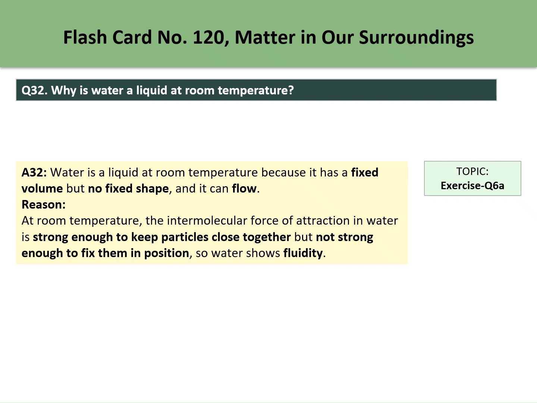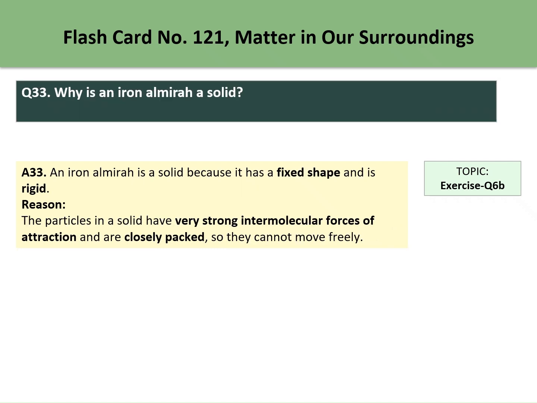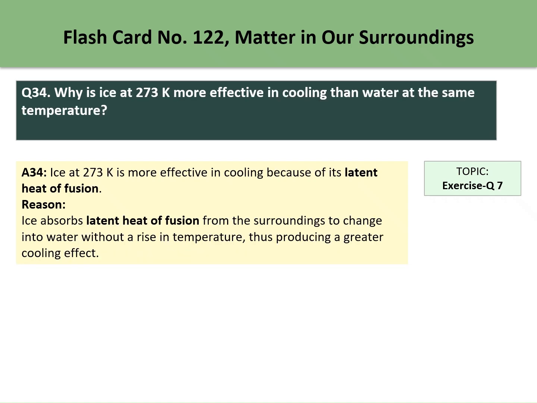So water shows fluidity. Why is an iron almirah a solid? An iron almirah is a solid because it has fixed shape and it's rigid. The particles in the solid have very strong intermolecular force of attraction and are closely packed so they cannot move freely. Next. Why is ice at 273 Kelvin more effective in cooling than water at the same temperature?